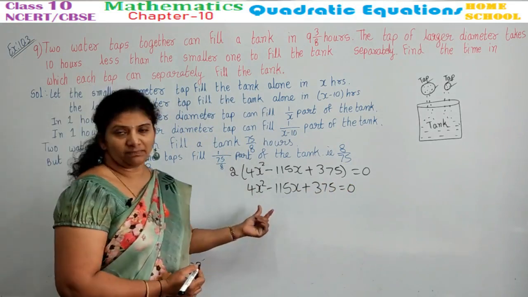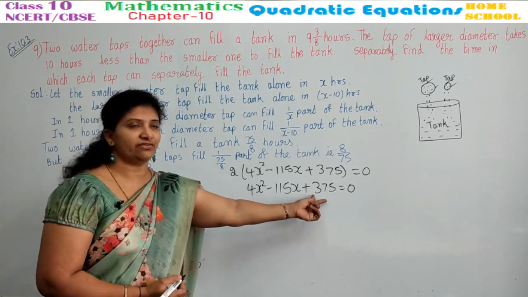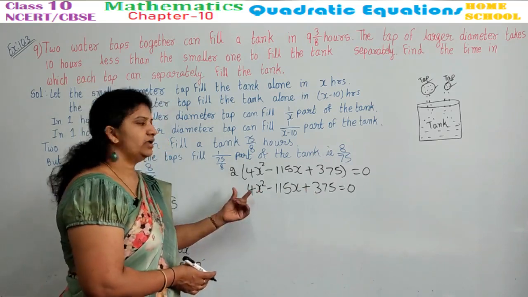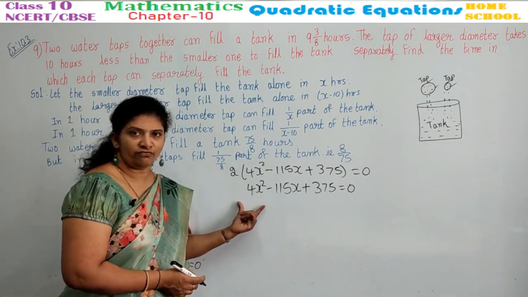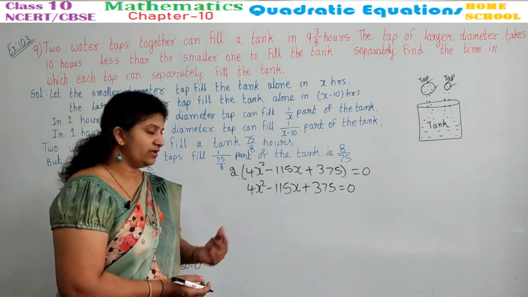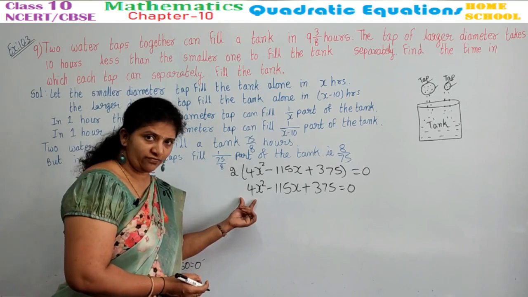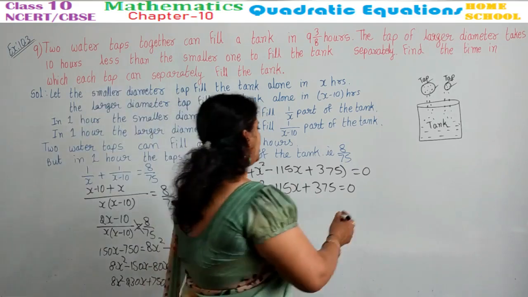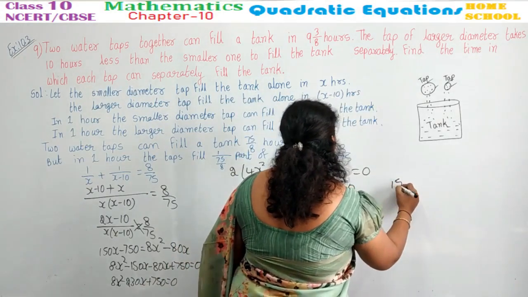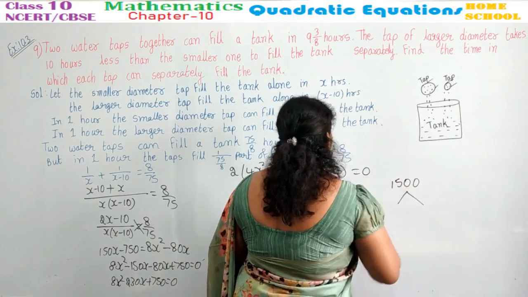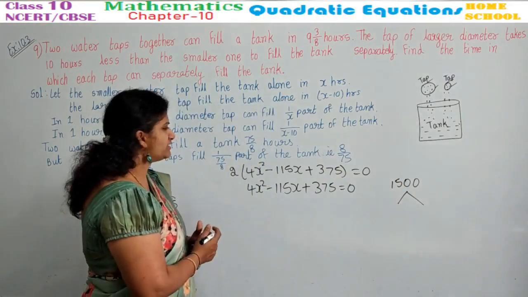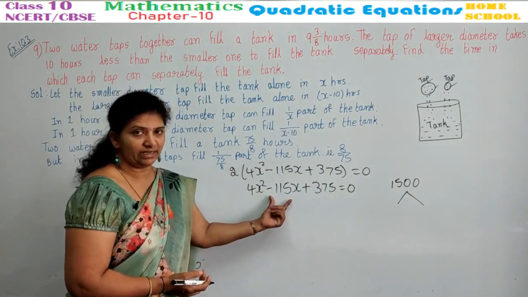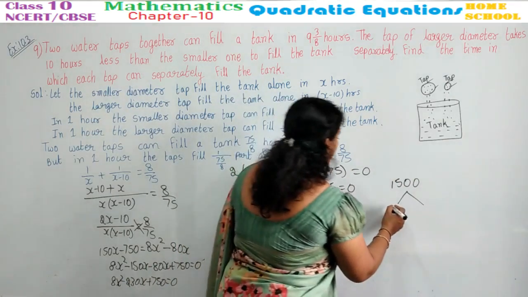Now you can multiply this one. What is that? 375 into 4. Now this quadratic equation we need to factorize. How to factorize, children? Multiply the numerical coefficient of x square and the constant. That is 375 into 4, it will be 1500. For 1500, what are the factors? I say 115. Yes, we are going to get the middle term. Now split the middle term. How can you write it?